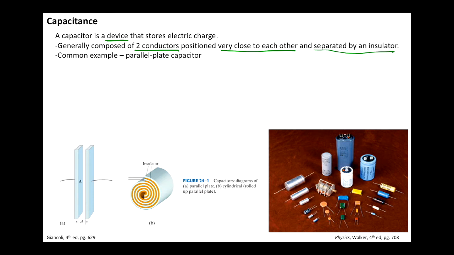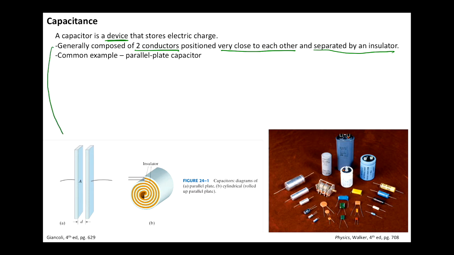We take two conductors, put them really close. In fact, as we'll see, the closer the better. But we don't let them touch. We keep them separated by an insulator. So for most of this chapter, we're just going to let that insulator be air. It's good enough for our purposes. It helps us understand what's going to happen. As we get to the end of the chapter, we'll change the insulator, which we'll see allows us in ways to make the capacitor operate better. Okay? So two conductors positioned very close to each other, separated by an insulator.